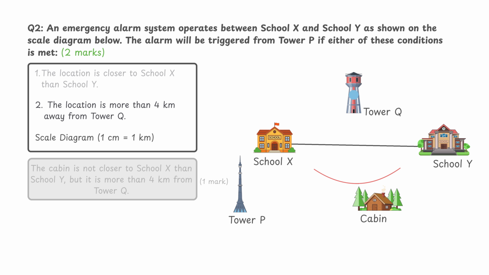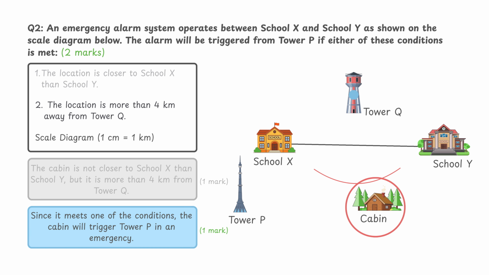Now think about what this means. Any point inside the circle is less than 4 kilometers away. Any point exactly on the circle is exactly 4 kilometers away, and any point outside the circle is more than 4 kilometers away. Now check the position of the cabin again. The cabin is clearly outside this circle. That means the distance from the cabin to tower Q is greater than 4 kilometers. So the second condition is satisfied.